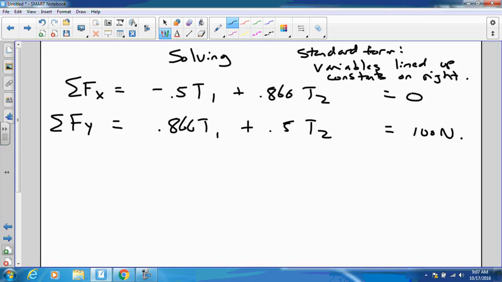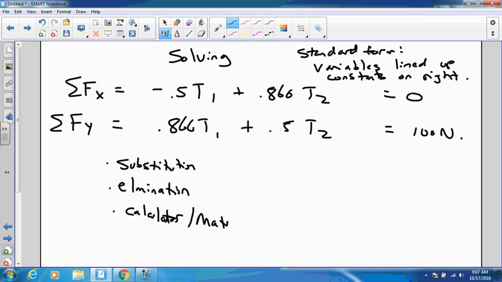Now, that's not because it's a mathematical necessity. It's because for human beings, it's a bookkeeping necessity so that we can cut down on the stupid errors. Okay? Now we're going to choose among three options: substitution, elimination, or calculator matrix.